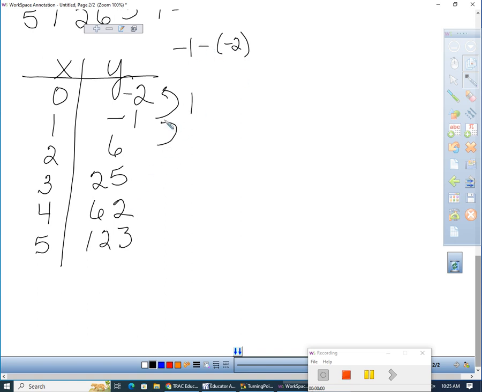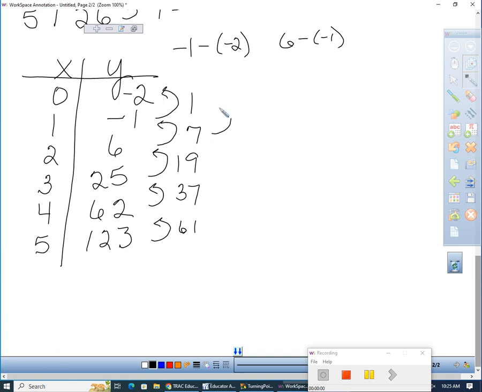6 minus a negative 1 is 7. Good. 25 minus 6. Awesome. 62 minus 25. And 123 minus 62. Okay. Do they match? Oh, we got to do it again.